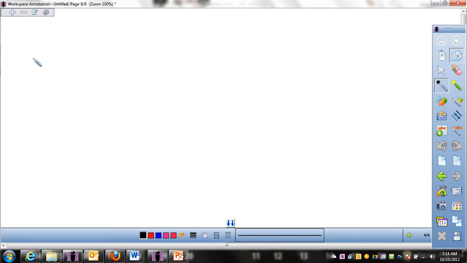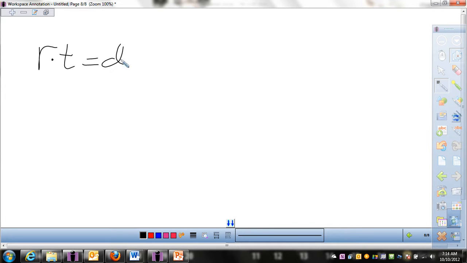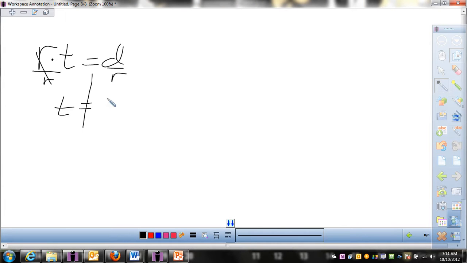It'll be pretty simple. Here we go. Let's go with rate times time equals distance. You guys have seen that formula before. Say that you want to solve for time. Well, if you want to solve for time, you're just getting rid of r. So divide by the r. Divide by the r. So time equals distance divided by rate.